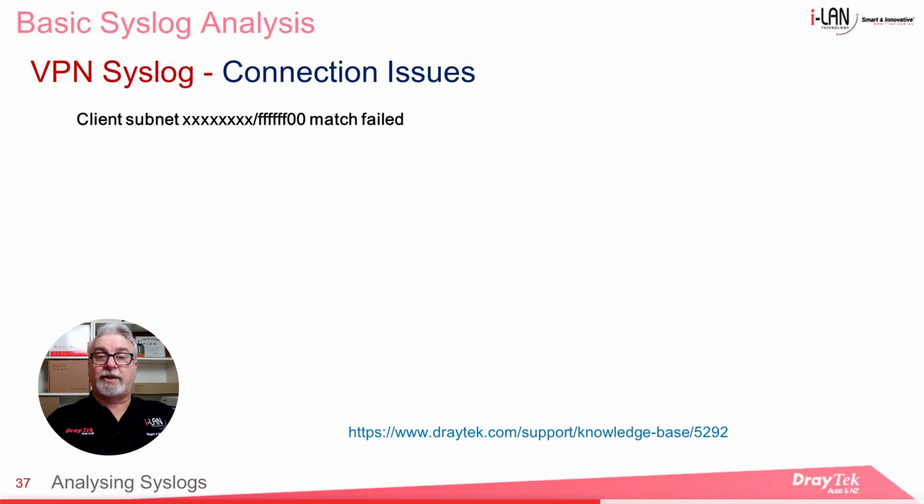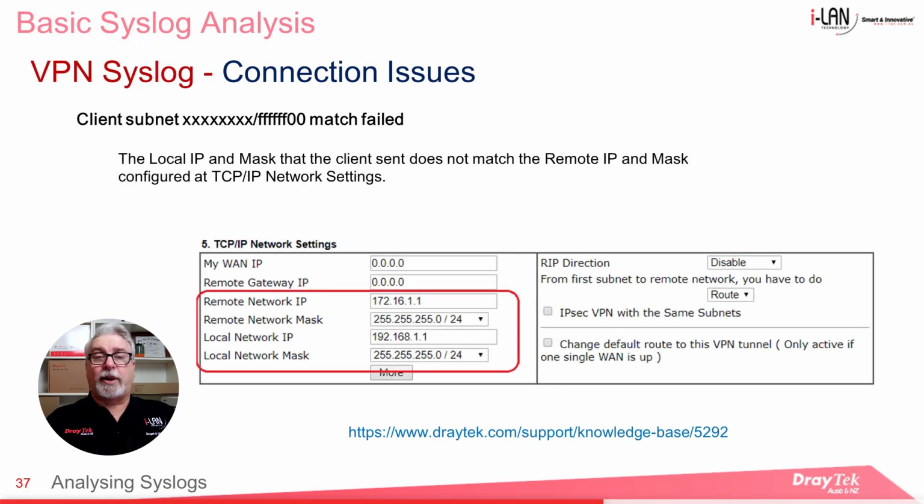Next we have client subnet, bunch of X's, FFFF00 match fail. This means that the local IP and mask set in the client profile doesn't match the remote IP and mask configured in the TCP IP network settings.